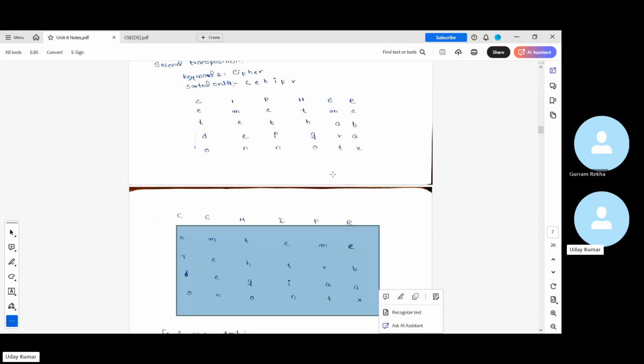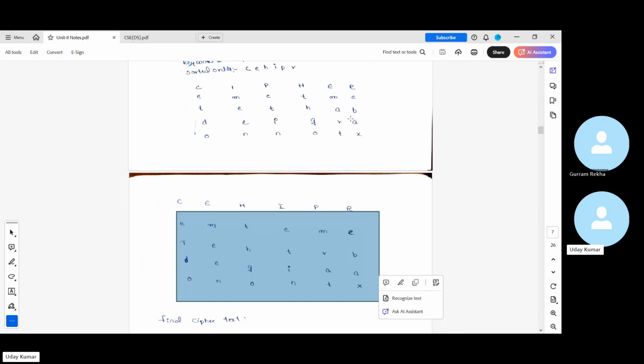I think you have written it correctly in your notes. I just gave this example to make you practice this transposition. Okay.